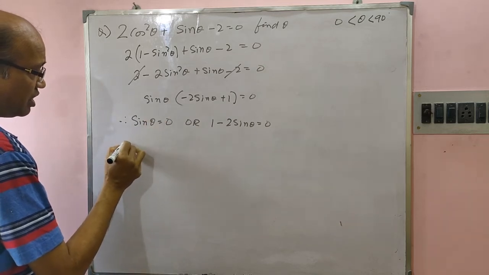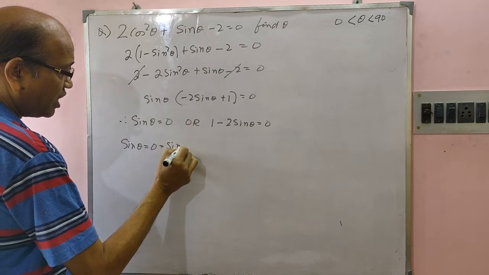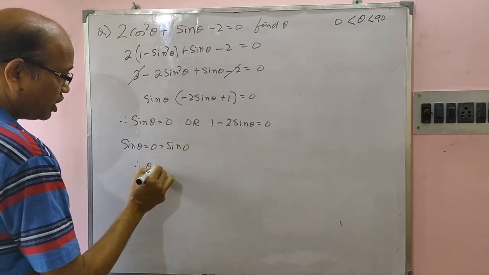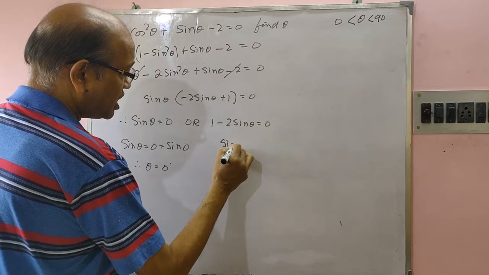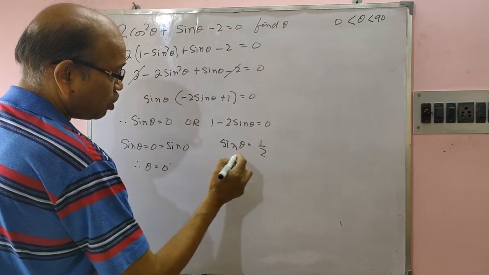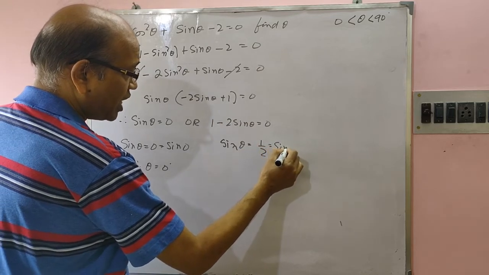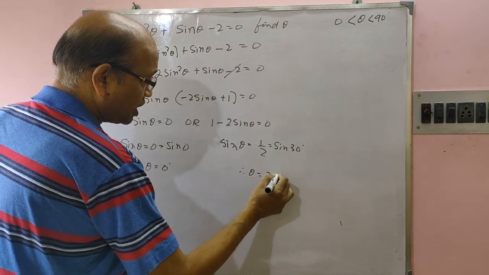Now sine theta equals to 0 is sine 0. Therefore theta is equals to 0, or sine theta is equals to 1 by 2, which is equals to sine 30 degree. Therefore theta is equals to 30 degree.